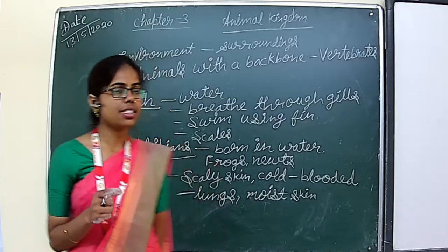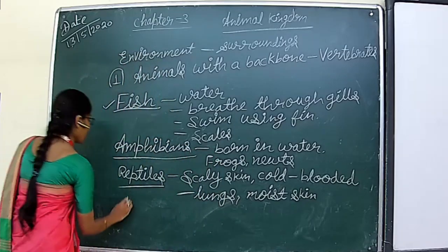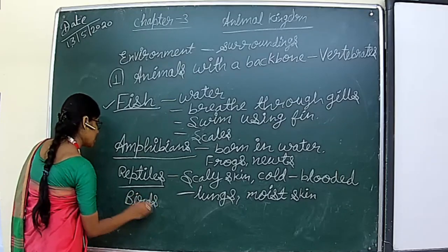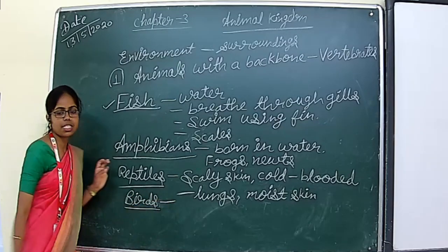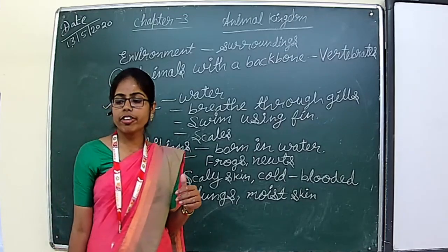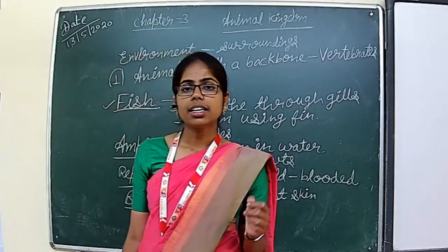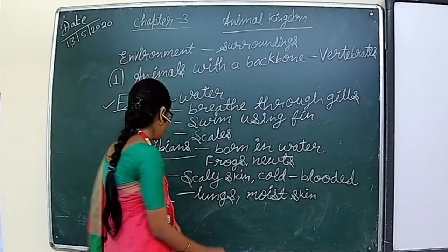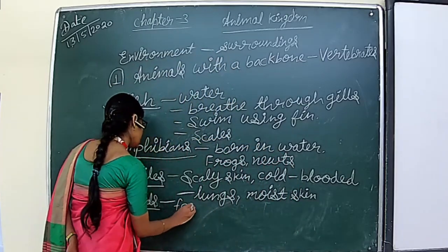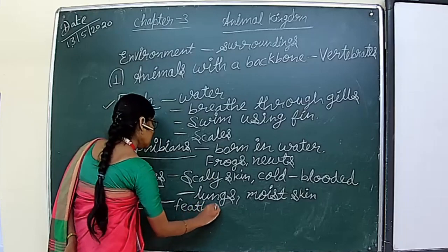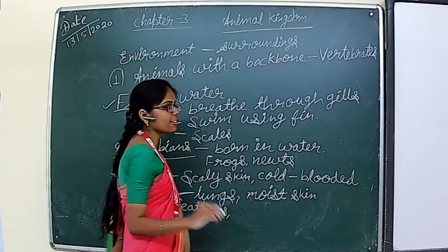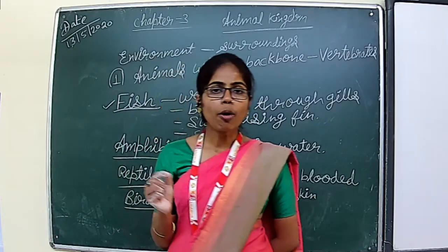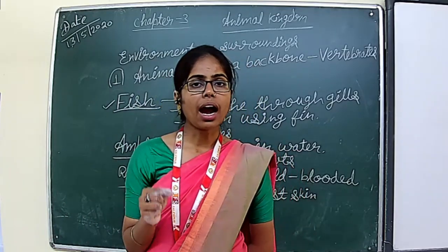Now we will move to the next category of vertebrates, birds. Birds are the animals which can fly in the air. They have feathers and they are born out of hard-shelled eggs.